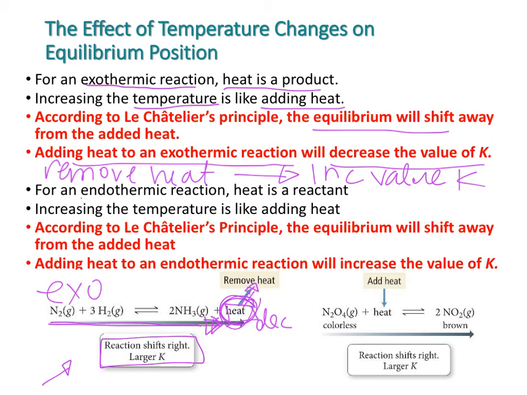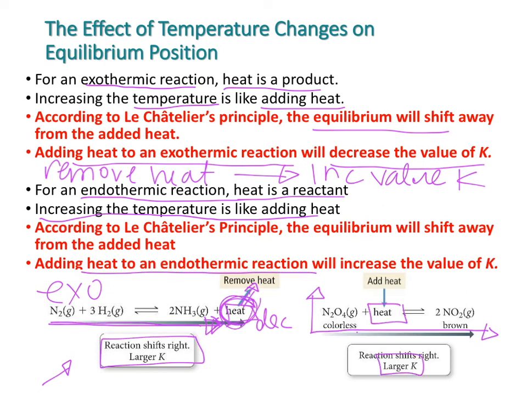And then for the opposite, an endothermic reaction, heat is considered like a reactant. It requires heat for this reaction to happen. So if you increase the temperature, this is like adding heat. According to Le Chatelier's principle, the equilibrium will shift away from that added heat in order to reestablish equilibrium. So if you add heat to an endothermic reaction, this will increase the value of K. Here we're adding heat, so we're increasing reactants. In order to respond to that change, we will shift to the right to produce more products. This will increase the value of K.